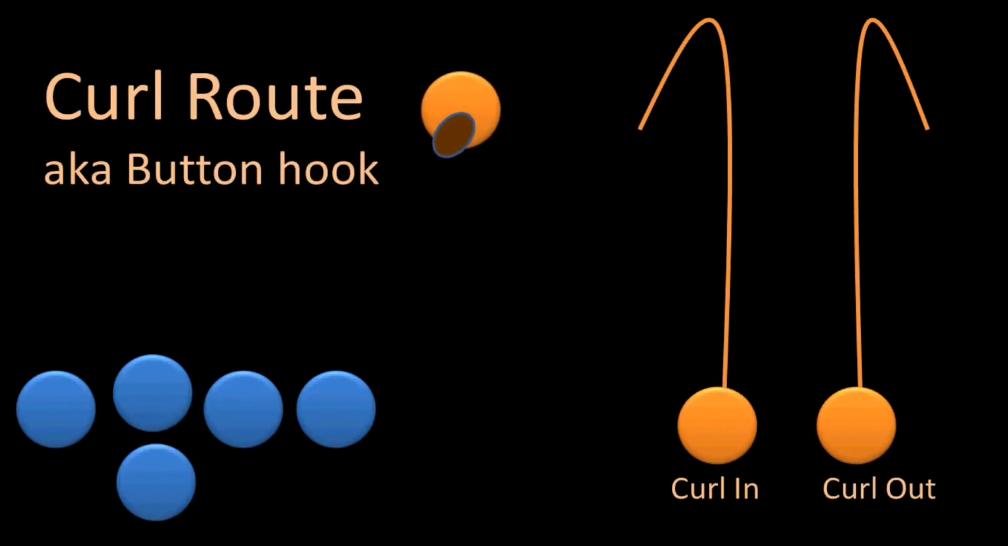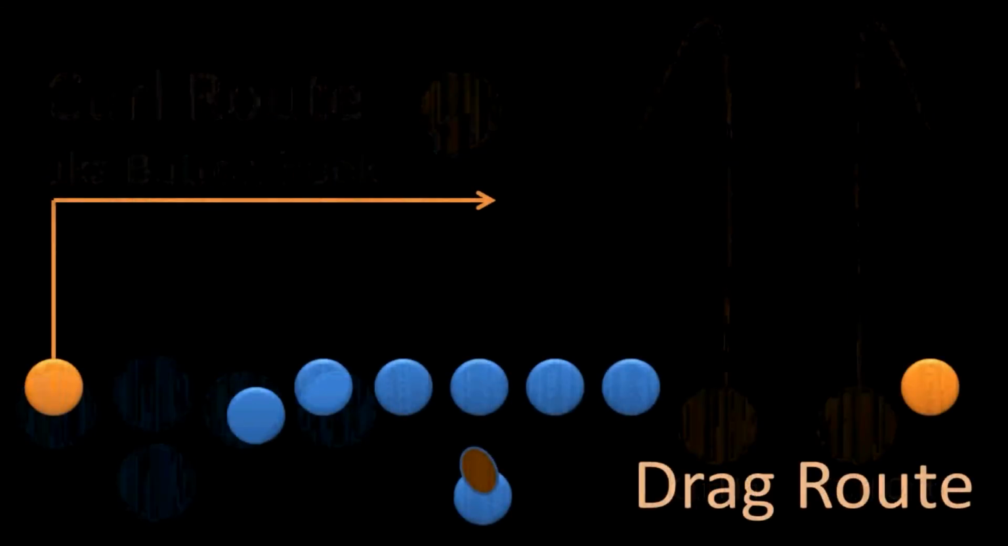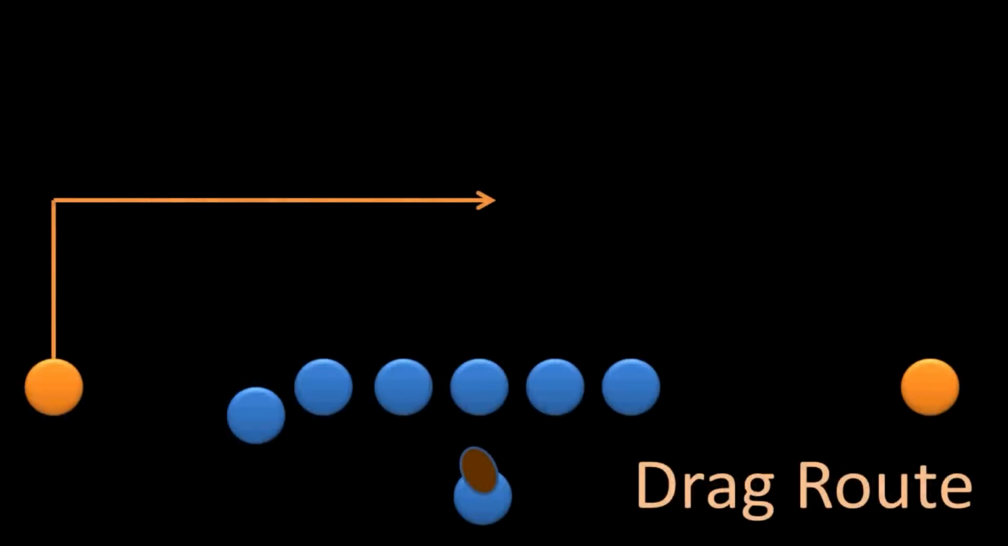The next few routes are mirrors of each other. Here we have the drag route, which means that the receiver will run forward and then turn 90 degrees and run across the field parallel with the line of scrimmage. And just like we saw with the curl route, the distance that the receiver runs before he turns could be any distance. The opposite to the drag route is the out route. So rather than running over the middle of the field, the receiver will run forward and then turn and run out towards the sidelines.